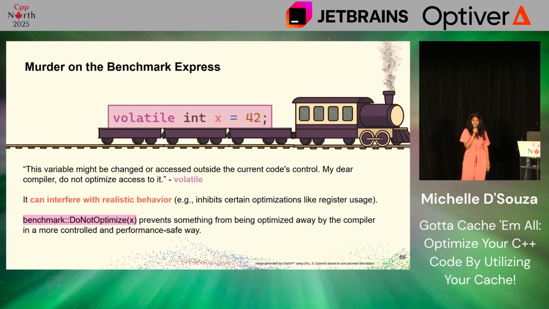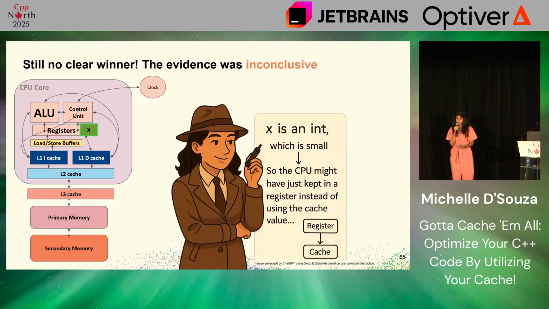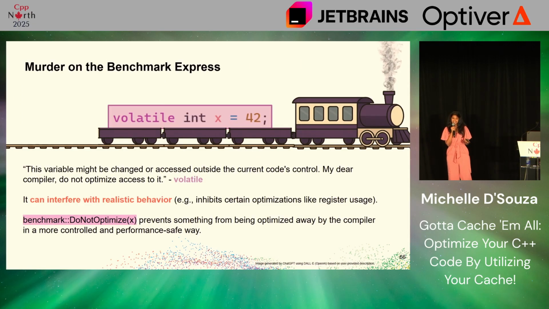But this can actually interfere with realistic behavior. Because I had used volatile, it would actually inhibit certain optimizations, like even register usage. So X in this case wasn't even in the register, and what I just told you earlier didn't hold true. What I should have done is used things like Google Benchmark's DoNotOptimize, because that prevents the compiler from moving X somewhere else and messing up your timings. But it doesn't actually stop the value from being put in the register.